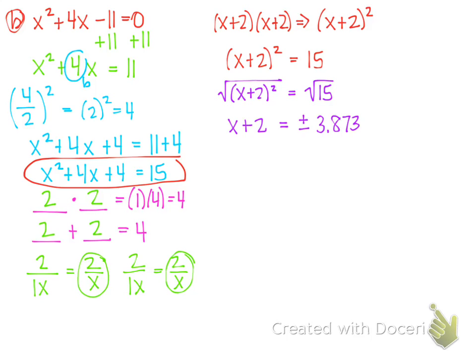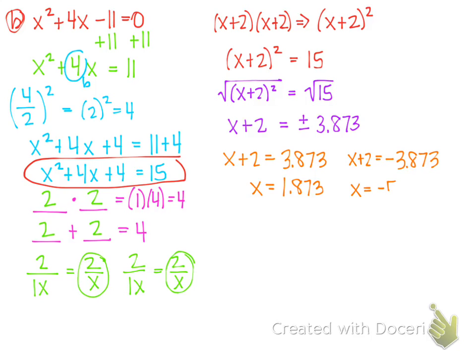So here's where we're going to write our two equations. We have x plus 2 is equal to a positive 3.873. And then we have x plus 2 is equal to a negative 3.873. So when we subtract 2 from both sides, we get x is equal to 1.873. Then we have x is equal to negative 5.873. So our two solutions, they're not pretty this time, but we still got them.